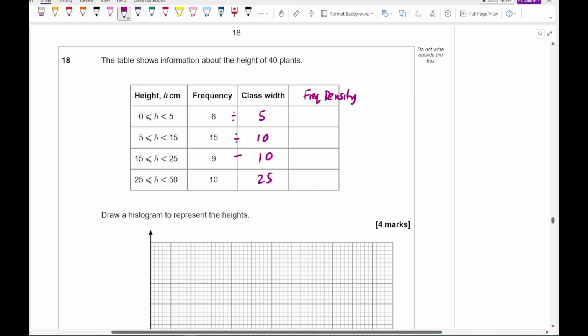So if I divide the second column by the number in the third column, then I get my frequency density value. So for the first one, it's going to be 1.2. Second one is 1.5. The third one is 0.9. And the fourth one is 0.4. And then to draw my histogram, I'm going to plot this against these values here.